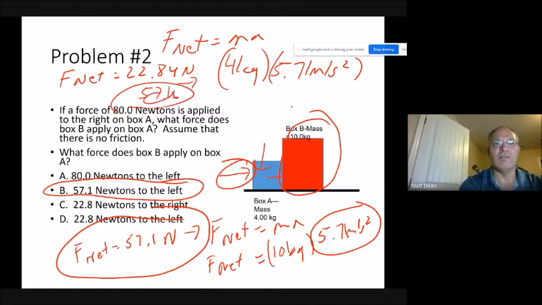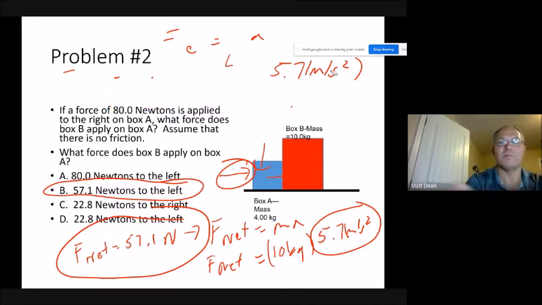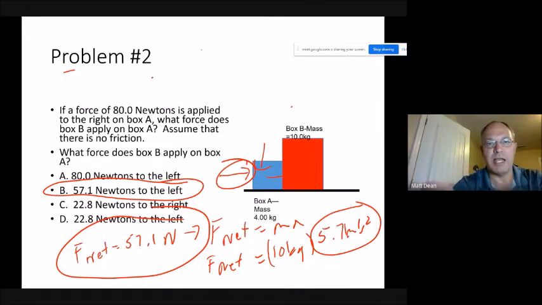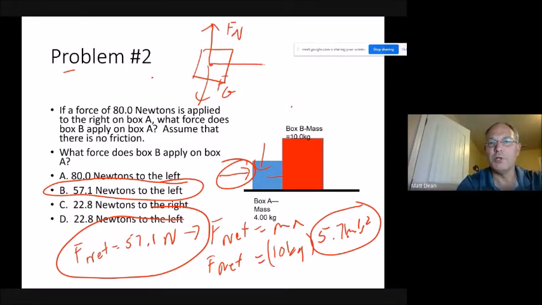So here's the deal. Even though we're pushing with a force of 80 newtons, let's draw a free body diagram for A. It might be the easiest way to do this. So here's object A. We know that its weight is acting down, F sub G. Normal force acting up, F sub N. Those cancel out. There's a force pushing this box to the right of 80 newtons. So we'll say F_A equals 80 newtons. But we now know there's a net force of 4 times 5.71, so there's a net force of 22.84 on this object.